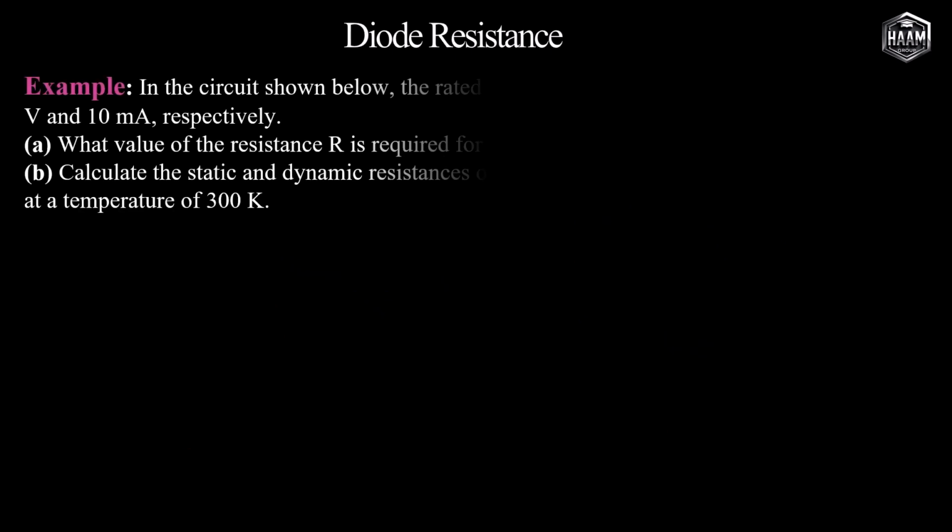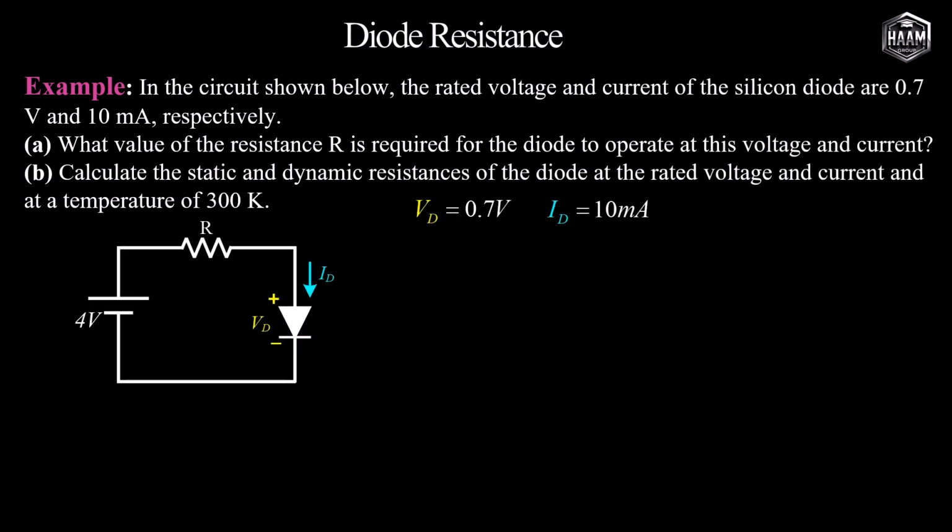Okay, consider a simple example. In the circuit shown below, the rated voltage and current of the silicon diode are 0.7 volts and 10 milliamperes respectively. A. What value of the resistance R is required for the diode to operate at this voltage and current? B. Calculate the static and dynamic resistances of the diode at the rated voltage and current and at a temperature of 300 degrees Kelvin.